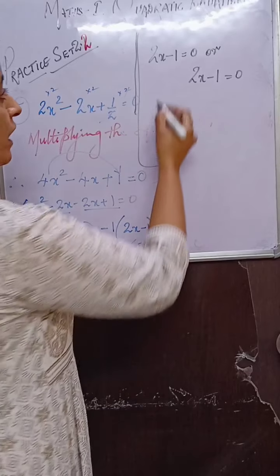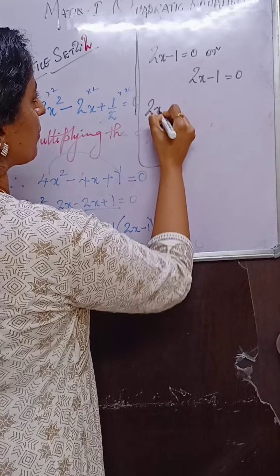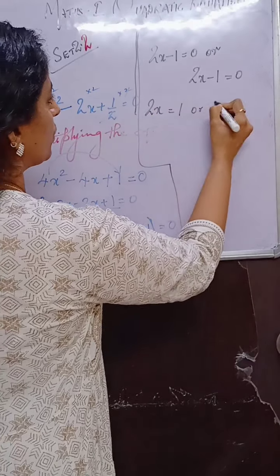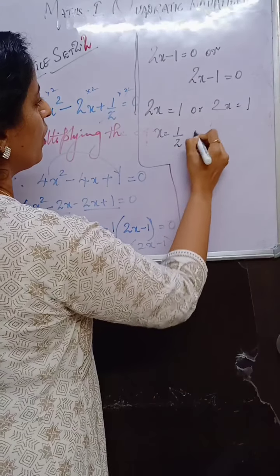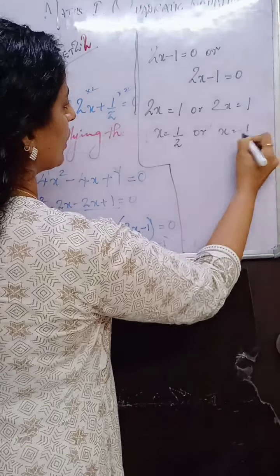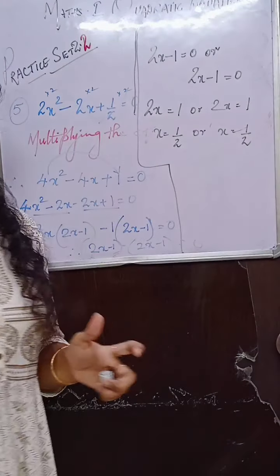So what will be the value of x? 2x is equal to 1 or 2x is equal to 1, x is equal to 1 upon 2 or x is equal to 1 upon 2. Fine.